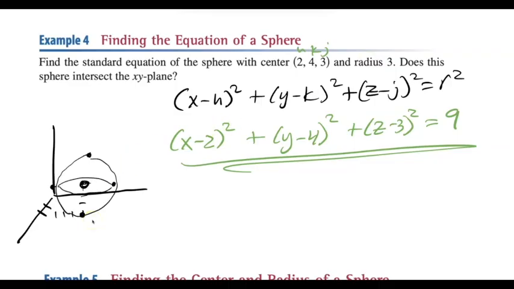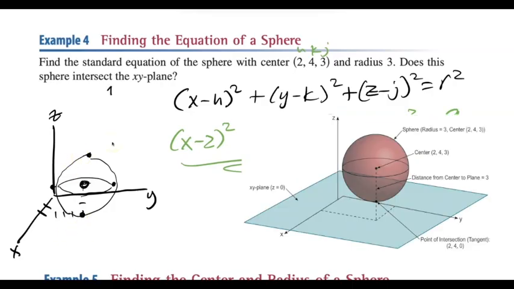This is the xy plane. XY right there, that's the xy plane. We went 2 this way and 4 this way. We went 3 up. Our radius is 3. It will touch the xy plane. Does the sphere intersect the xy plane? It's 3, so we're just going to touch it.